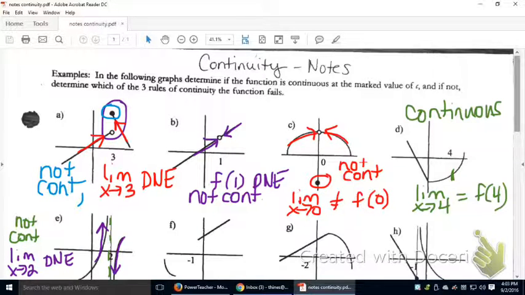F at -1 is very, very similar. I don't even understand what that graph is doing and what's going on there around -1. But the same reasoning applies on E as on F. And so that one is not continuous.